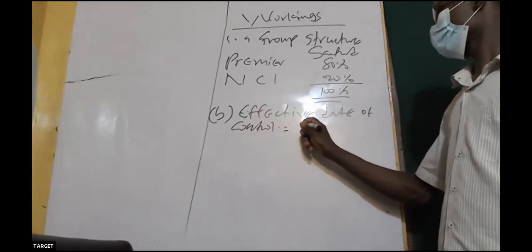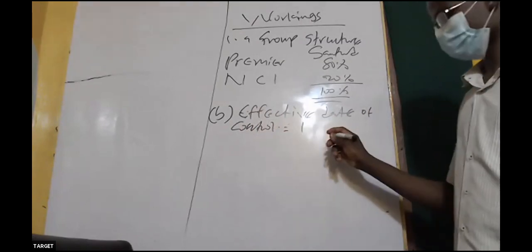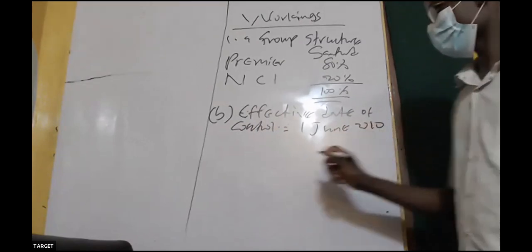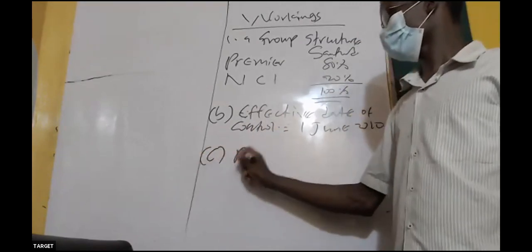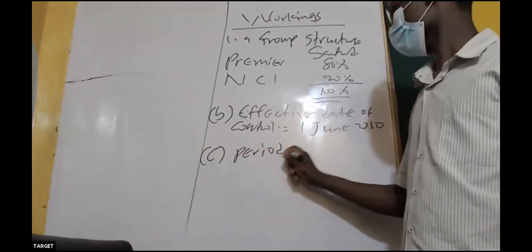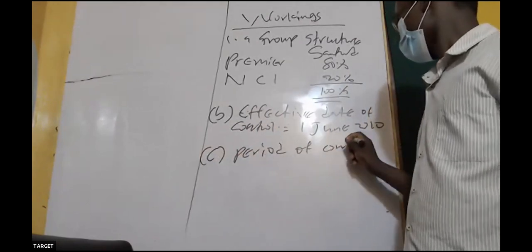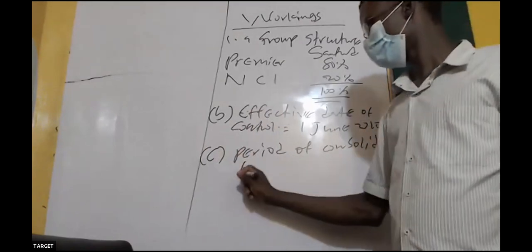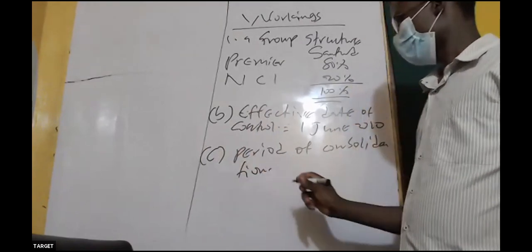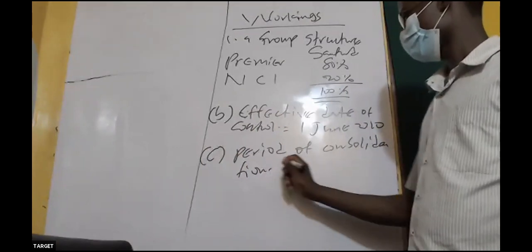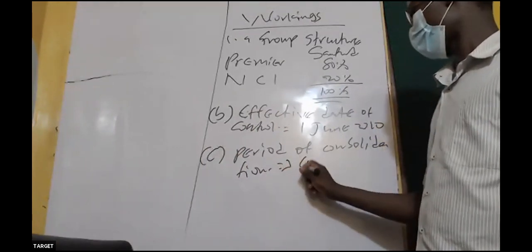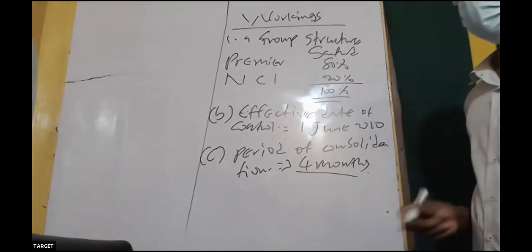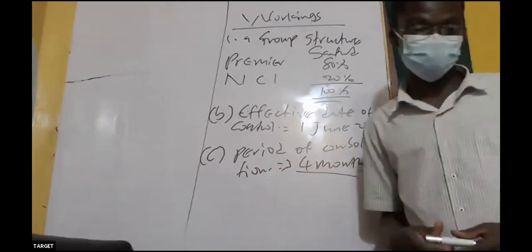They tell us the 1st of June 2010. C, period of consolidation. You need to be fast here. First consolidation, 4 months. That's all. That's the first workings.